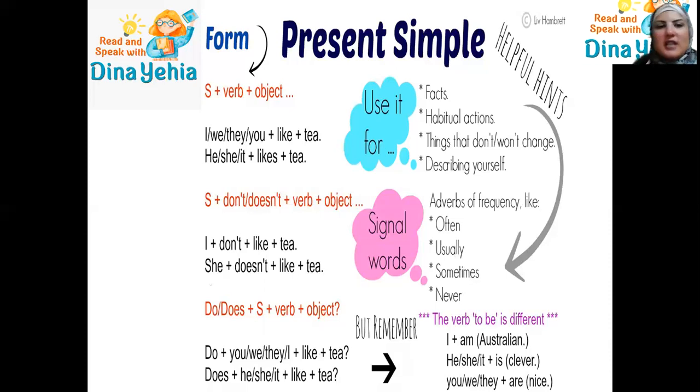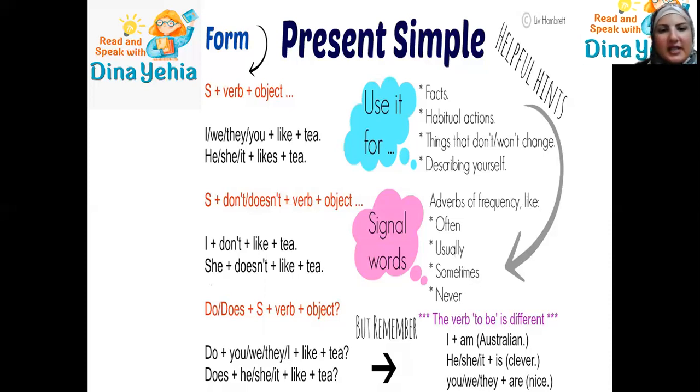Let's start our session today about how to form the present simple tense. We agreed before that the present simple tense is a form of an indication for facts, habits, things that do not change, and for describing ourselves. Let's see here the subject, verb, and object.